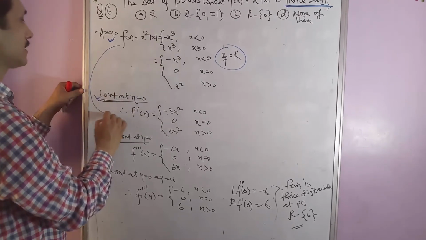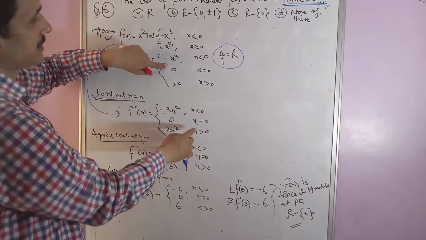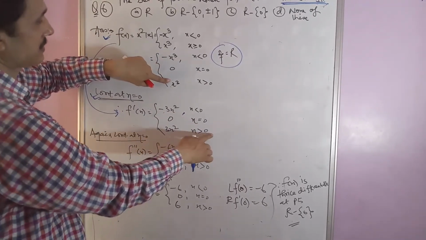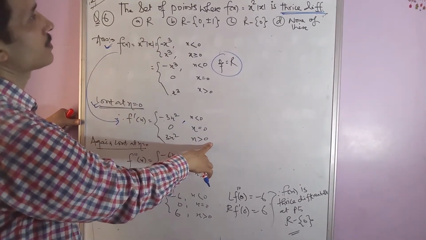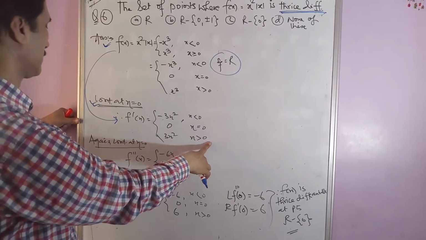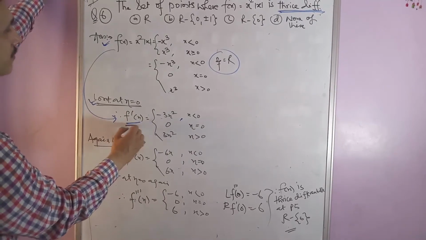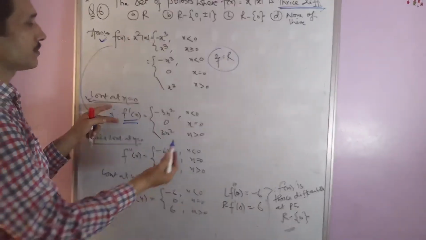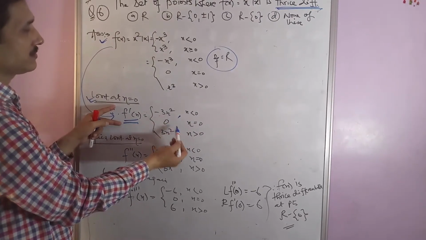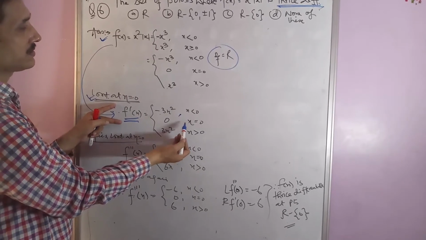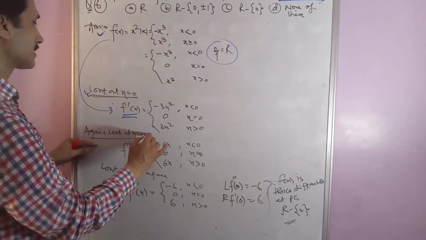We differentiate here. f dash x is minus 3x square for x less than 0, 0 for x equal to 0, and 3x square for x greater than 0. We have to check the existence of thrice differentiability of the function, 3 times in succession. Again we check continuity of f dash x at 0. At 0, the left hand limit is minus 3 into 0 square, 0, the right hand limit is 3 into 0 square, 0, and the functional value at 0 is again 0. So continuous at x equal to 0.